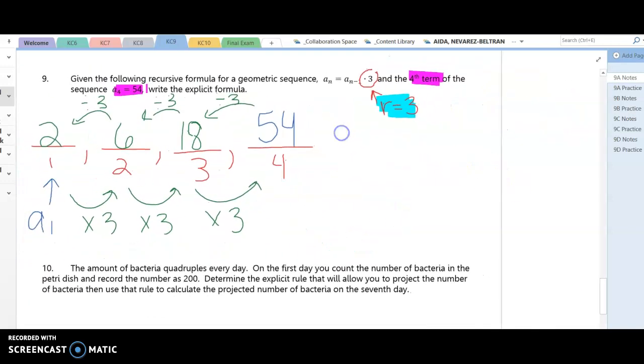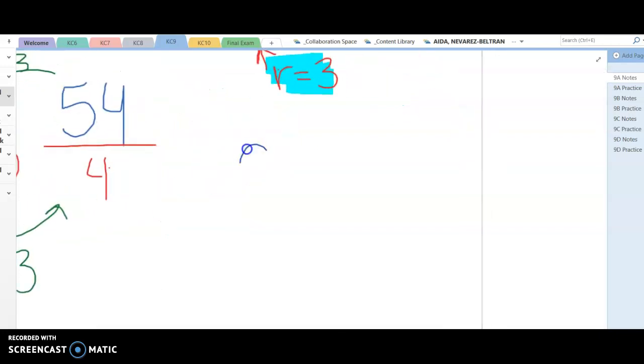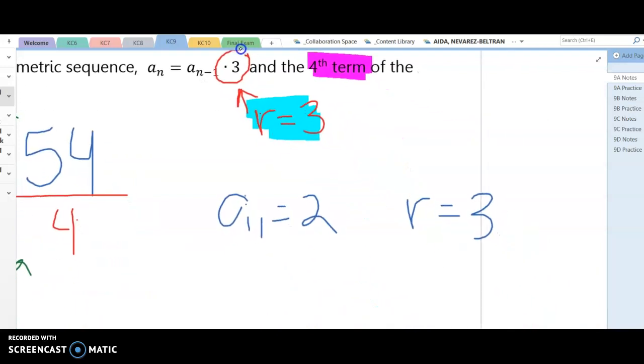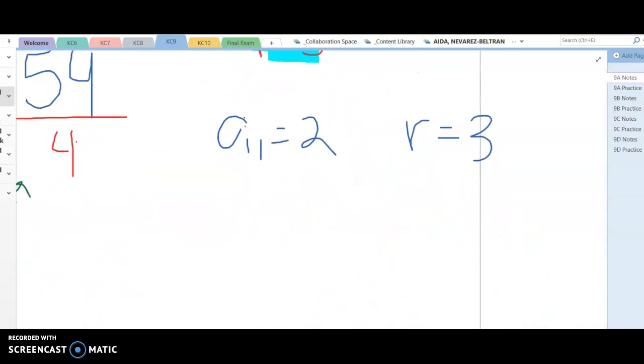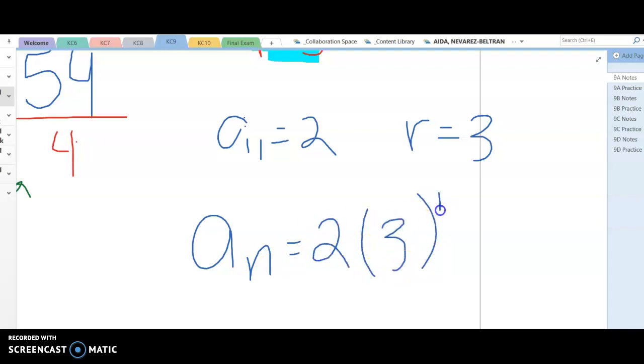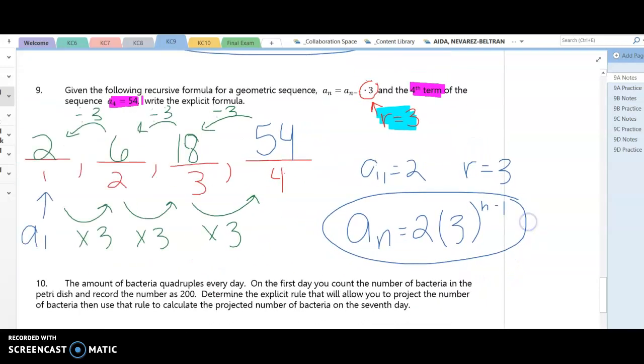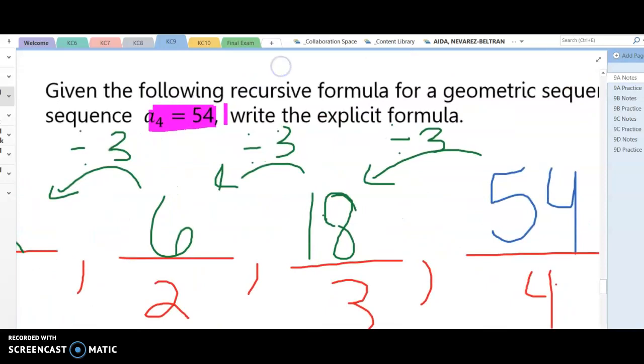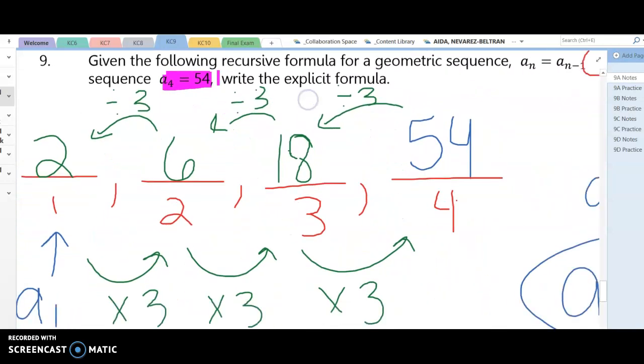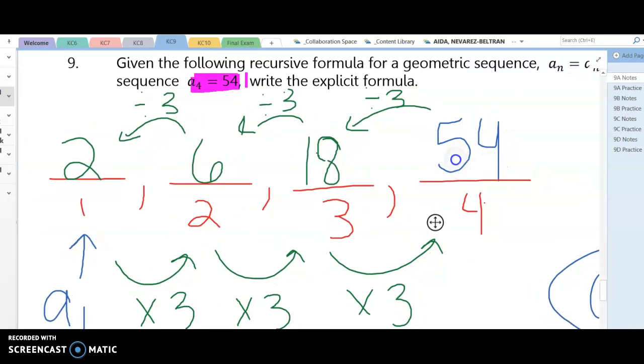So now we have our common ratio and our A1, right? We figured out our A1 is 2 and our common ratio is 3, which we found out from the recursive. So we just fill this in and write our formula. A_n equals 2 times 3 to the n minus 1. With this one, it's going to tell you which term you have. If it tells you you have the fourth term, that means you have spot number 4, and you have to go back and figure out the other ones from there.